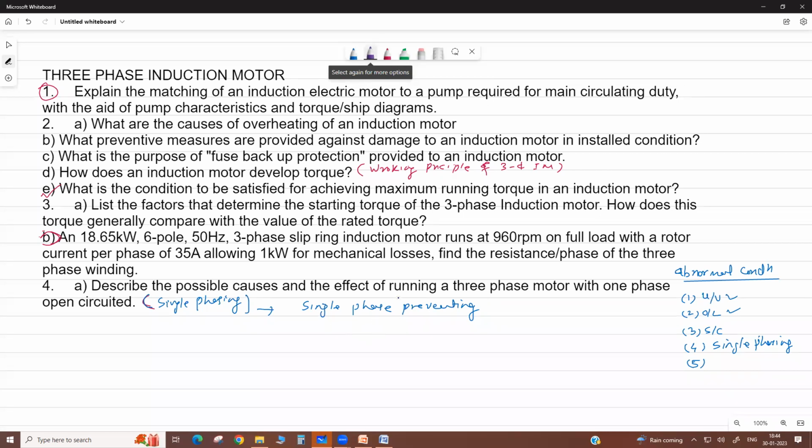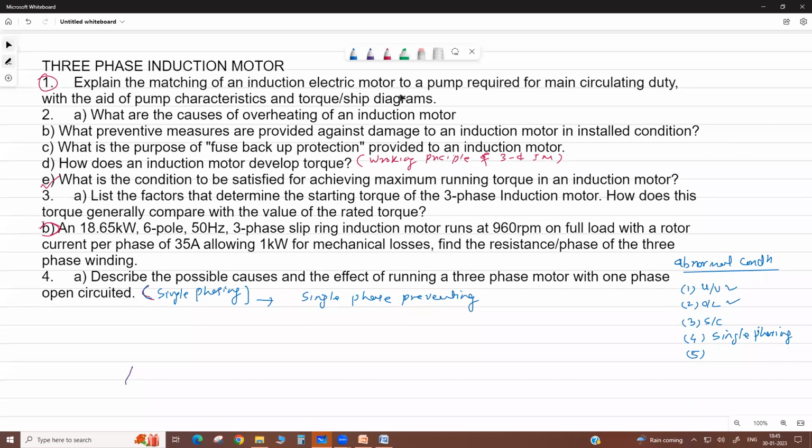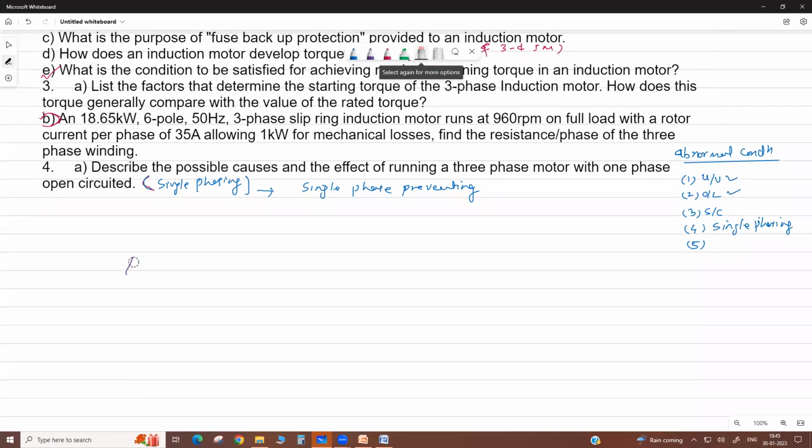One phase is open circuited. Then what is the effect? If the motor runs on two phases continuously, then at some time it will trip, because it is similar to under voltage also. The net RMS voltage is 415 volts when there is a three-phase balanced supply. Correct? R, Y, B, all three phases will be there.